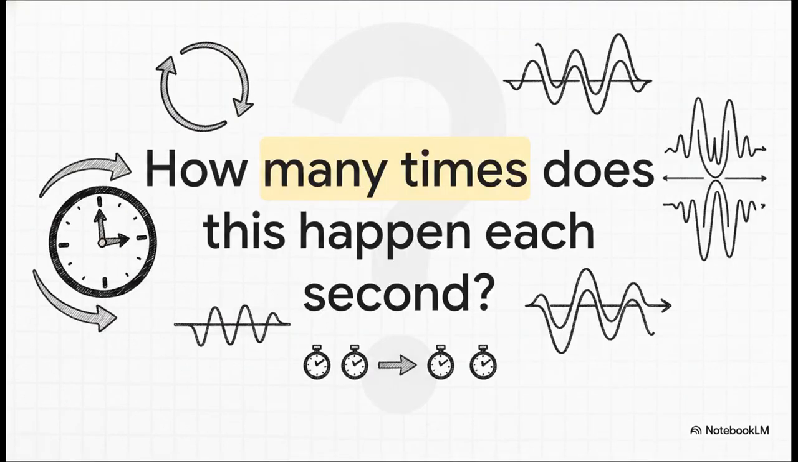But let's completely flip the script for a second. What if we stop caring about how long one cycle takes, and instead focus on a set amount of time, let's say 1 second, and we just count how many cycles we can cram into it? See, we're no longer looking at duration. We are looking at a rate. How many times does this happen each second?